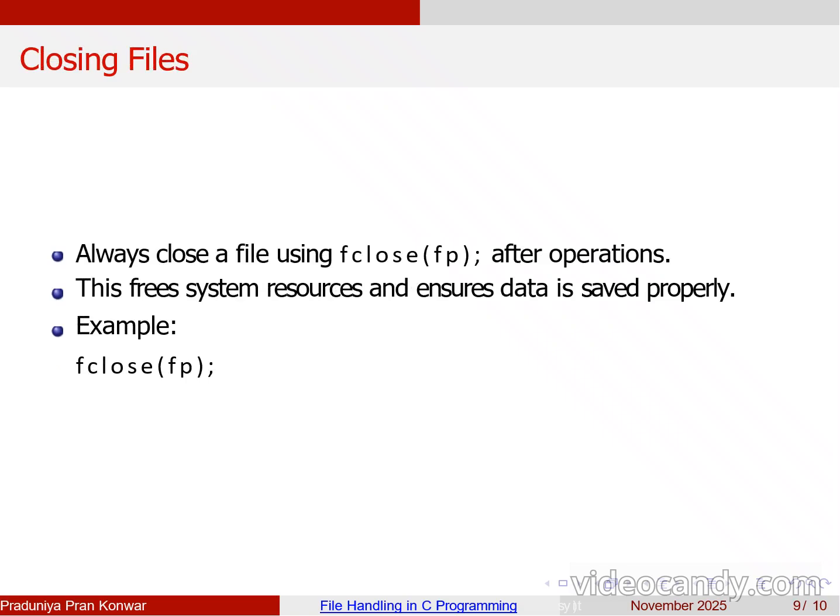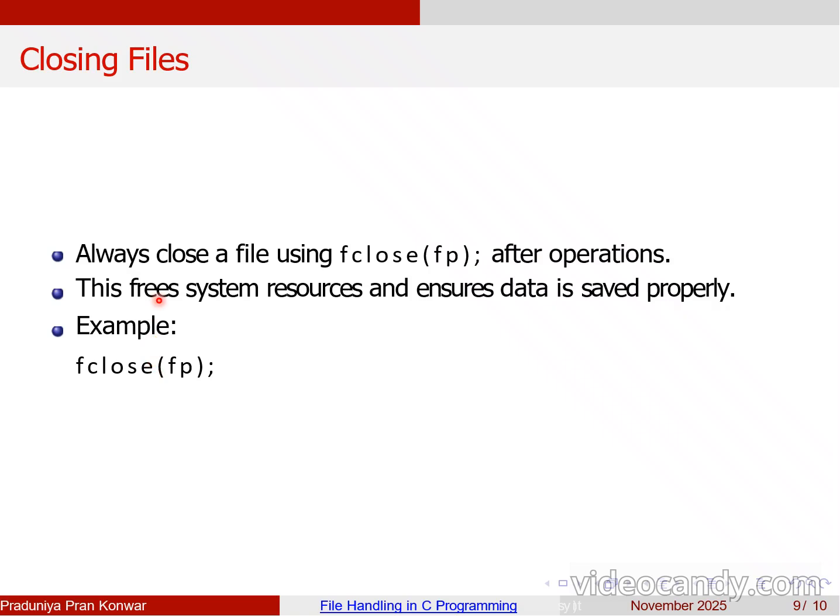After finishing all our operations with a file, the final and most important step is to close the file. We use the function fclose for this purpose. For example, fclose(fp). Closing a file is very important because it ensures that all data written in the file is properly saved and that no information is lost. It also frees up system resources that are being used while the file was open.